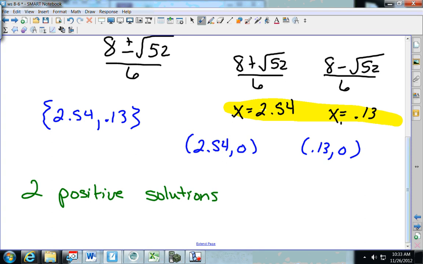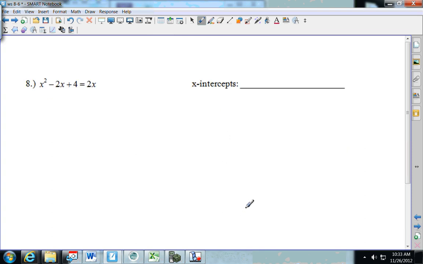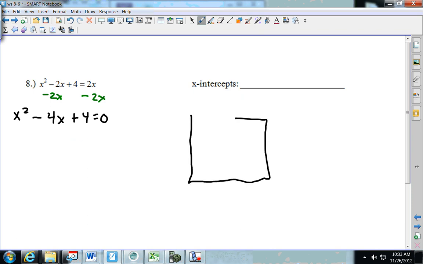Okay, the last one on this worksheet right here. First off, I have to put it into standard form. So I need to move the 2x, so I'll subtract 2x from each side. I get x squared minus 4x plus 4 equals 0. That's in standard form. Is there a GCF? No, there is not. So I'm going to make my box.